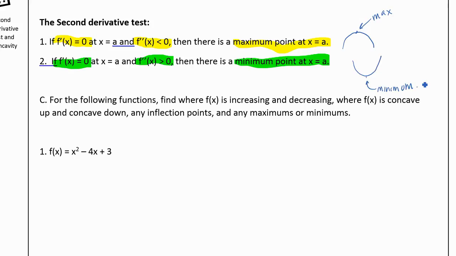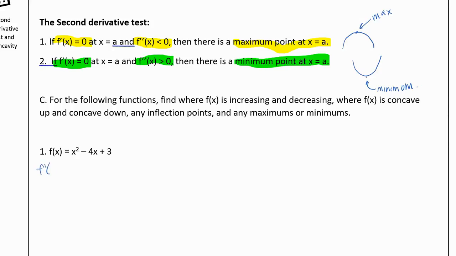So this says for the following functions, find where f of x is increasing and decreasing, where f of x is concave up and concave down, any inflection points, and any maximums or minimums. So we're going to use the first derivative and the second derivative to find out as much as we can about the function. So here we have f of x equals x squared minus 4x plus 3.